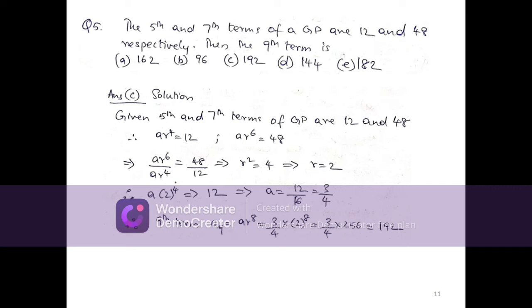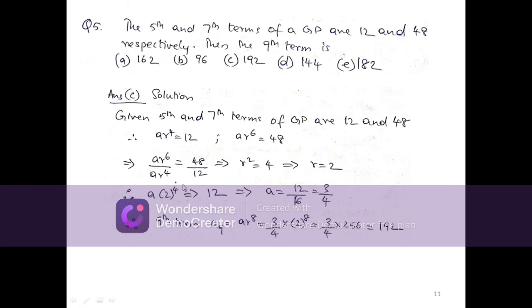What is A? A is the first term and R is the common ratio. So A into R raised to 4 is the fifth term, and A into R raised to 6 is the seventh term. So A into R raised to 4 equal to 12 and A into R raised to 6 equal to 48. You have to find the ninth term.